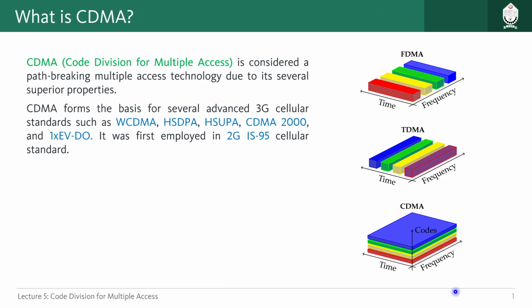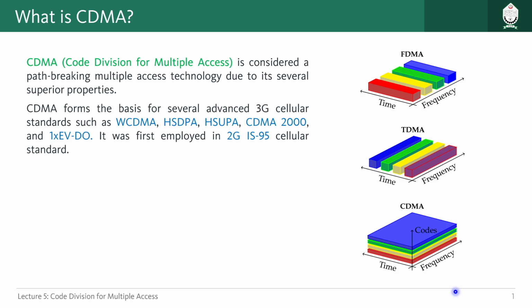So previously, in the first lecture, I think I discussed somewhat briefly about code division for multiple access. So we know at least a little bit what code division for multiple access is. So here we are going to discuss that in detail.